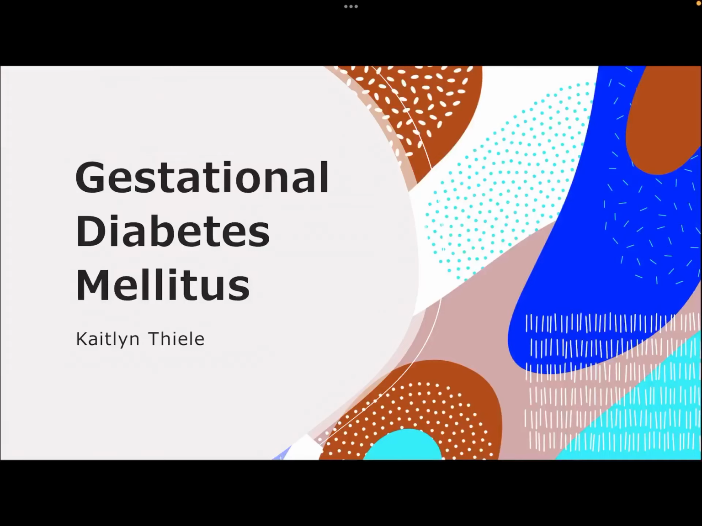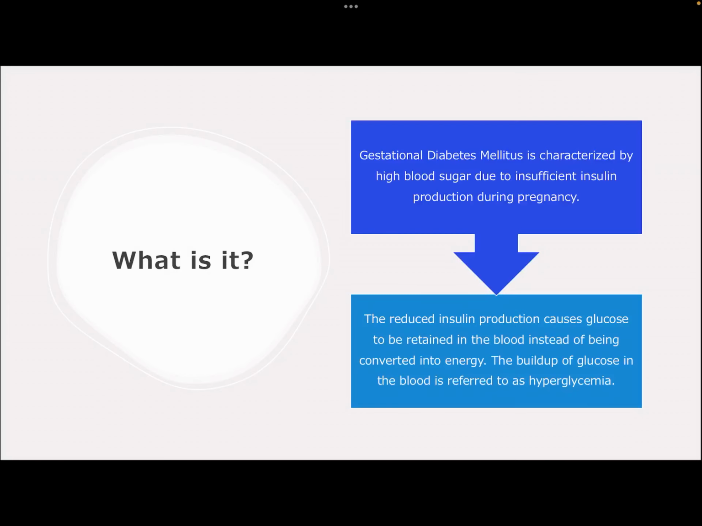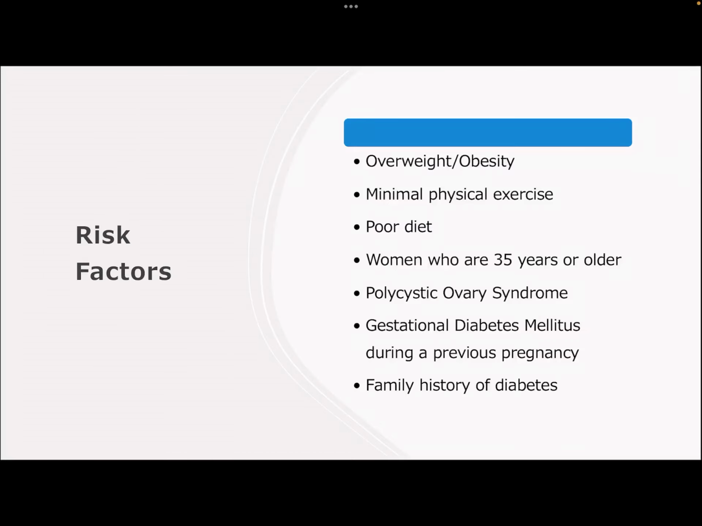My name is Thiele, and I chose to research gestational diabetes mellitus. Gestational diabetes mellitus is characterized by high blood sugar due to insufficient insulin production during pregnancy. The reduced insulin production causes glucose to be retained in the blood instead of being converted into energy. The buildup of glucose in the blood is referred to as hyperglycemia.